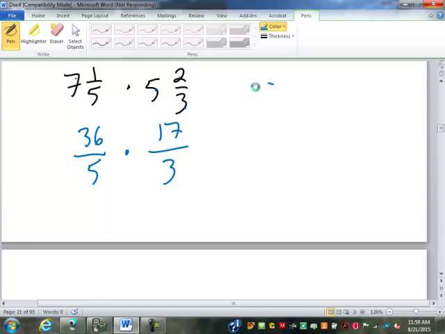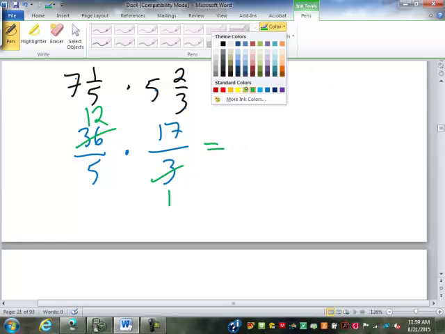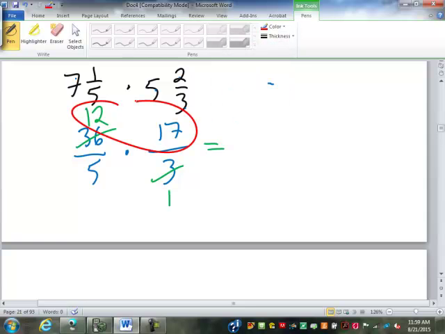Not everybody at once. Plenty of time for everyone to help out. Perfect. 36 and 3 can cross cancel by 12 or by 3 to give me 1 and 12. And then multiply. 12 and 17, 204.